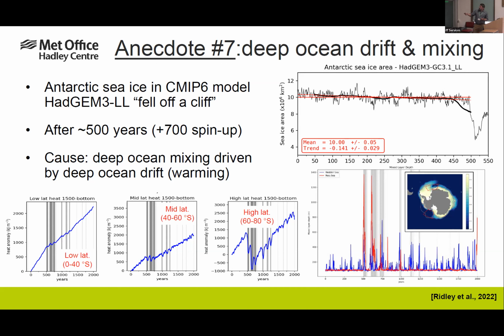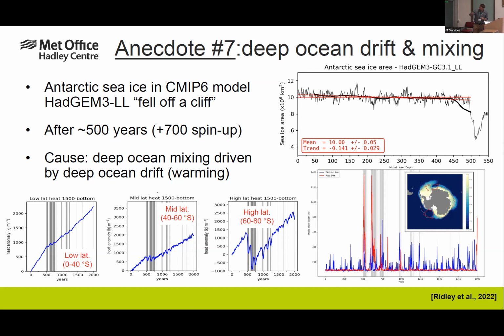So we constantly get these polynyas in the Weddell Sea, a couple per century. Not that dissimilar from observations. We're not too worried about that. But then these red ones are basically the whole of the Ross Sea losing its sea ice, which we don't believe. It's just basically a burp in the system.